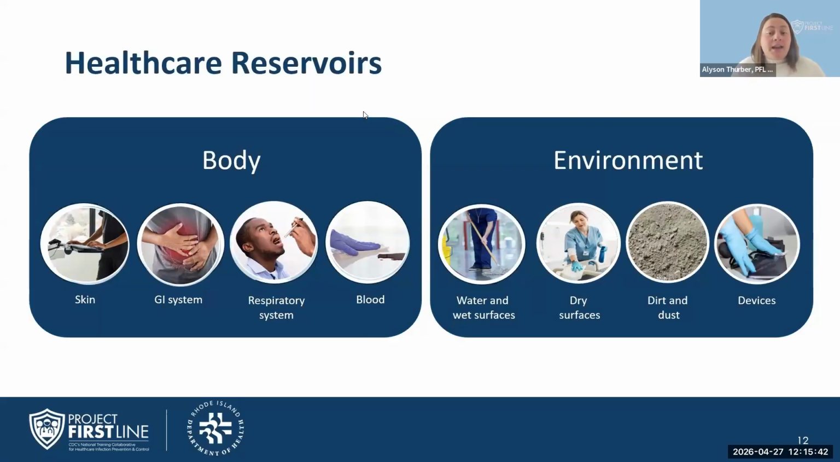So germs can live, again, both in the body and on the body and in the environment around us. In the human body, common reservoirs include the skin, the gastrointestinal system, the respiratory system, and blood. So go ahead and think of some resistant organisms that live on skin. You can put some thoughts in the chat if you'd like. I can think of MRSA.